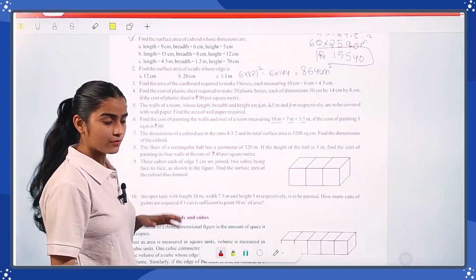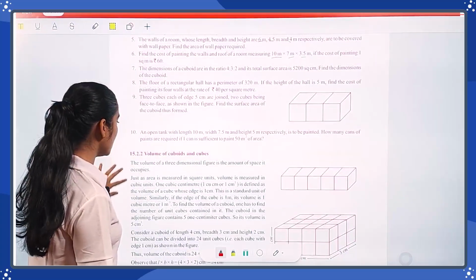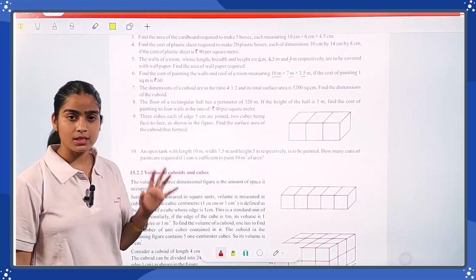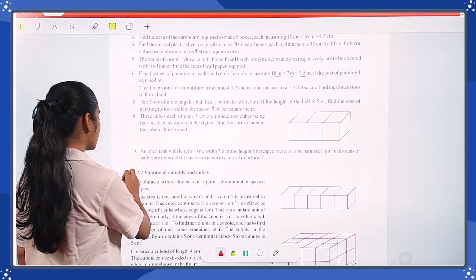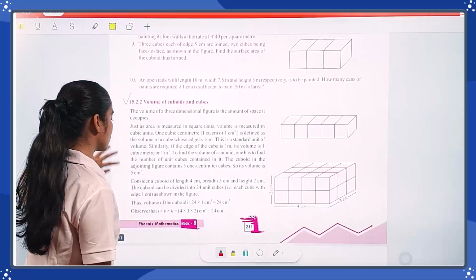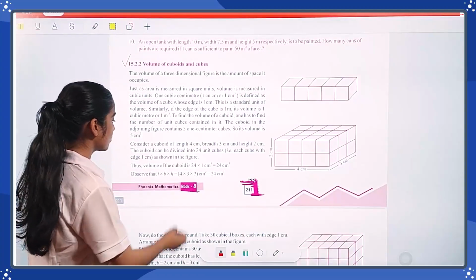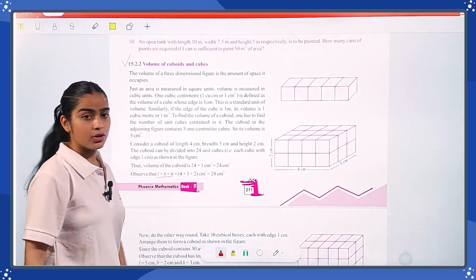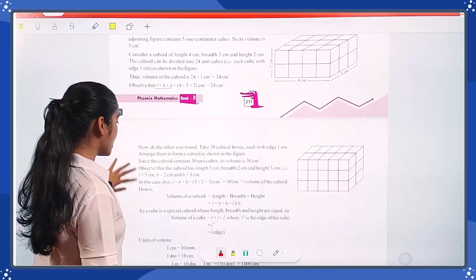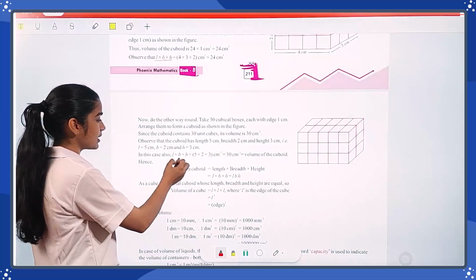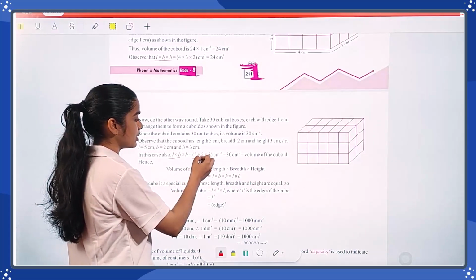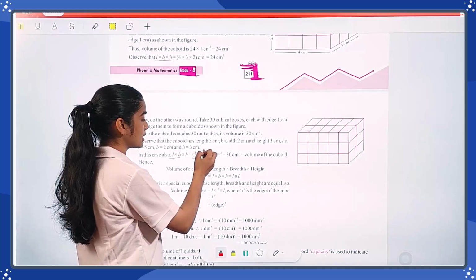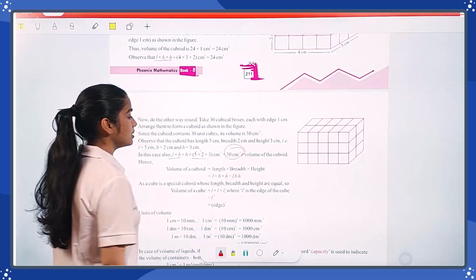You just have to apply the formula and put the values, okay? And here is the end of your exercise. Next we have volume of cuboids and cubes. The volume of a cuboid is L into B into H. Next we have three different values we can put into this. 5 multiplied by 2 multiplied by 3: 5 2s are 10, 10 multiplied by 3 is 30 centimeter cube.